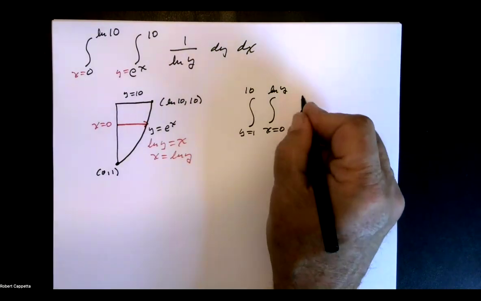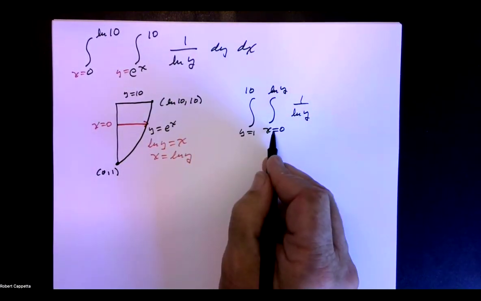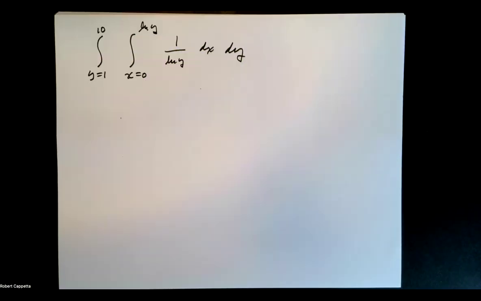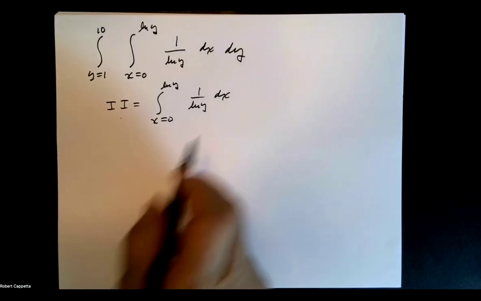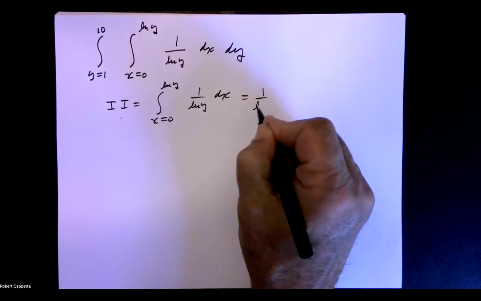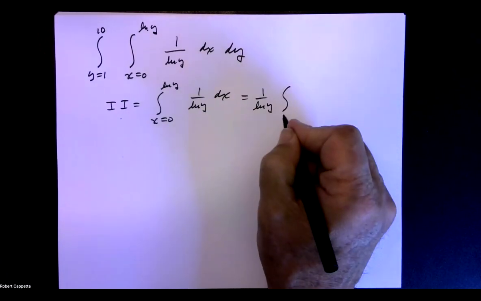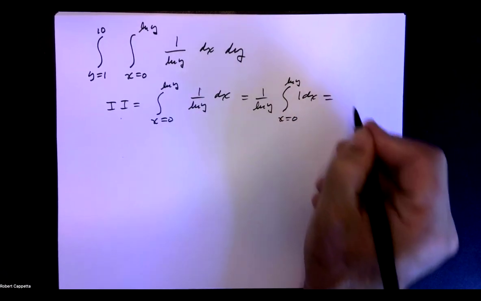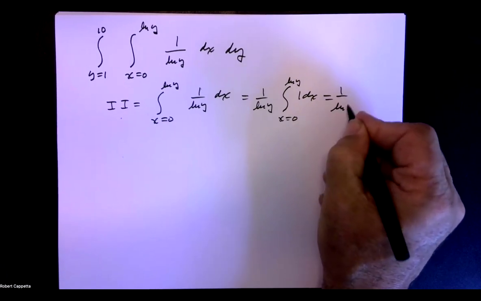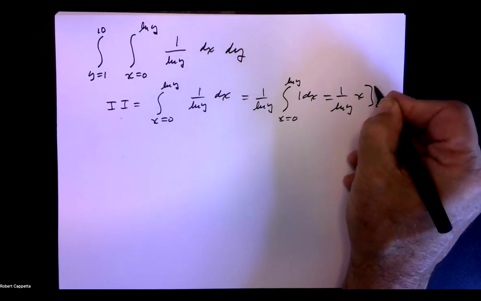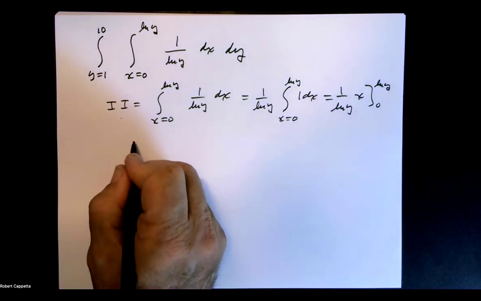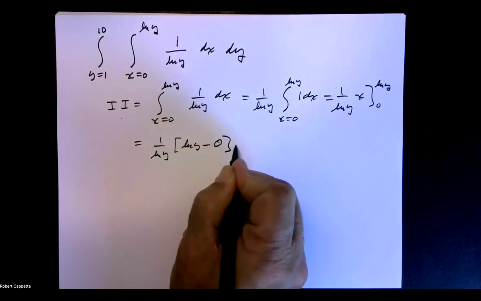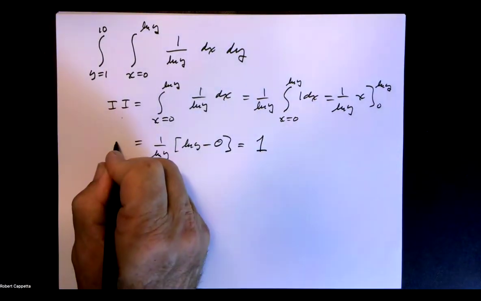And then we're going to integrate this 1 over log y. And then our order changes. X is on the inside. It's going to go to dx dy. So let's look first at the inner integral. X is the variable, so 1 over log y is perceived as a constant. So it's 1 over log y times the integral as x goes from 0 to log y of 1 dx. The antiderivative of that is just x. 1 over log y times x from 0 to log y, which is going to give me 1 over log y times log y minus 0. After all is said and done, the inner integral is just 1.